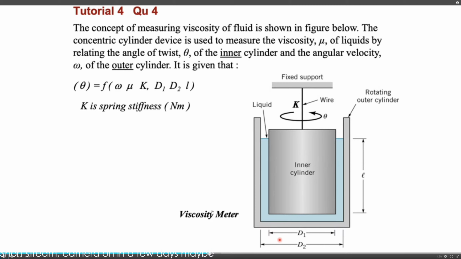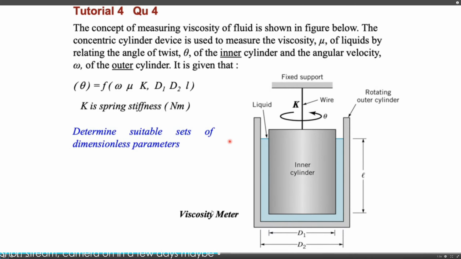This is the diameter D1 and D2, right? And it also depends on the length, or you can say the height from which the fluid is being poured. When the fluid is being poured into this empty space, it will always pour up to a fixed level, and this level will remain constant. Every time you pour, it will always pour up to this level. So this becomes an experimental setup specifically for measuring the viscosity of the fluid.